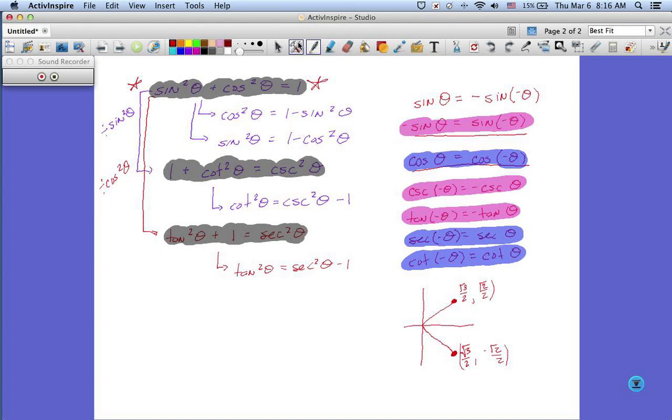Relationships with negatives, we've talked about the Pythagorean relationships. You guys already know the reciprocal relationships, right? 1 over sine is cosecant, 1 over cosine is secant, 1 over tangent is cotangent, that stuff. The last piece here is our cofunction relationships. And this board's not working so hot right now.